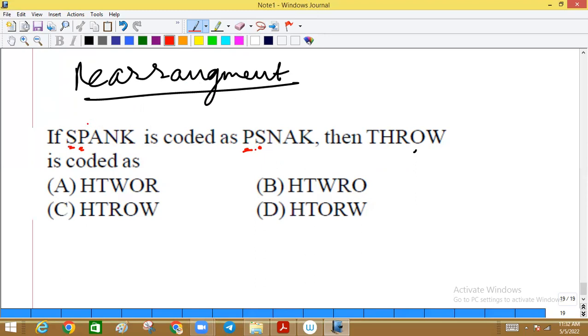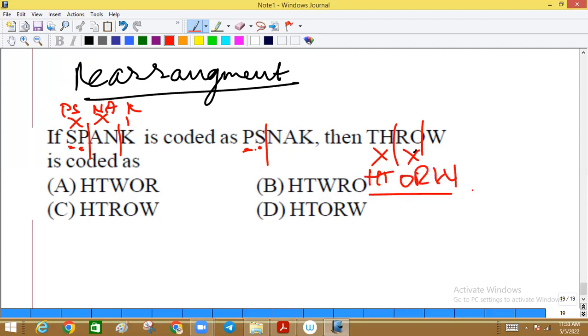The moment I see this, he is dividing the letters into how many blocks? Two-letter blocks. After dividing it into two-letter blocks, he is dividing like PS, NA, then K. So here also obviously you have to divide into two-letter blocks, then HTORW is the answer. So this is called as rearrangement type of questions.